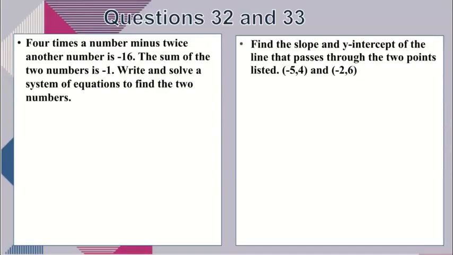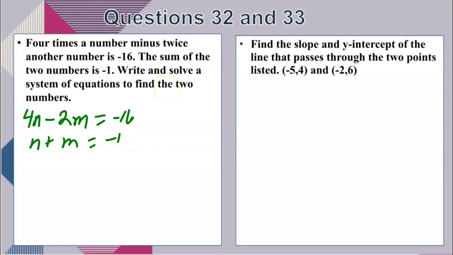Question 32 and 33. 32 says 4 times a number, so I'm going to do 4n, minus twice another number, so I'm going to do twice m, is negative 16. Then it says the sum of the two numbers, so n plus m is going to equal negative 1. Write and solve a system of equations to solve the two numbers.